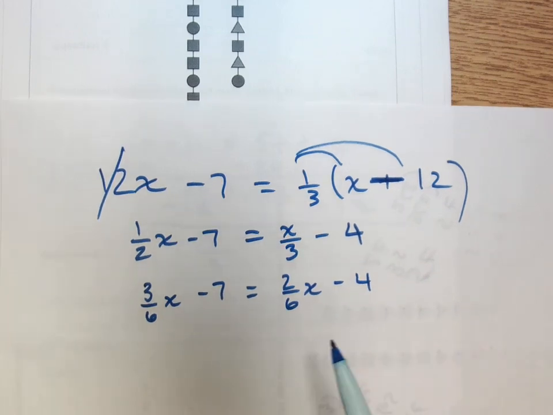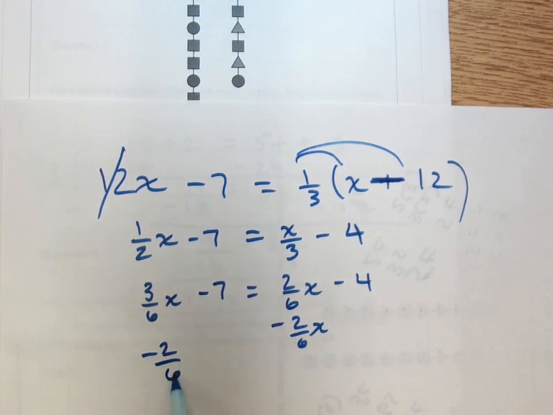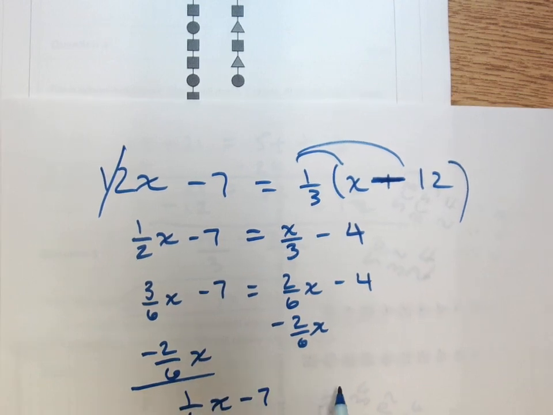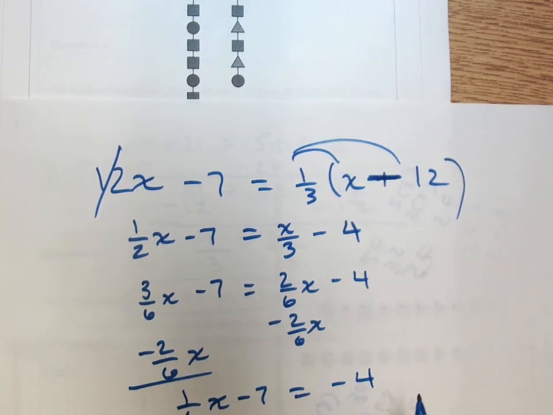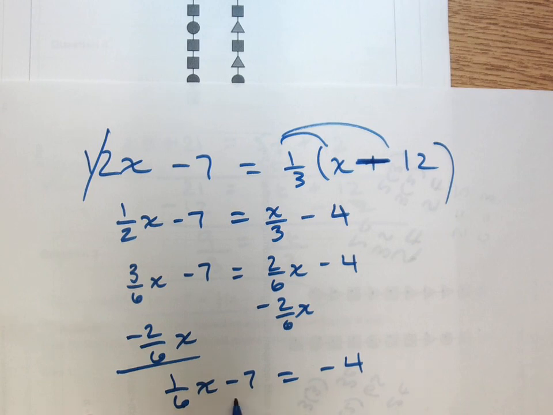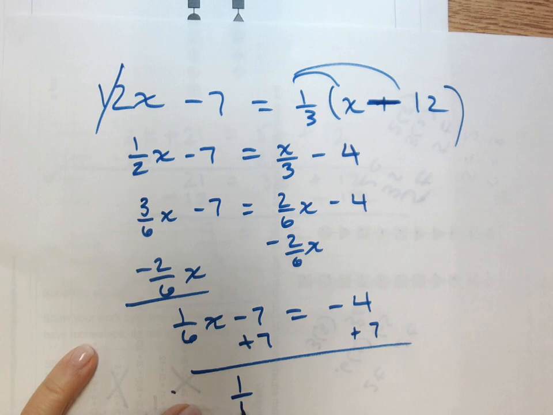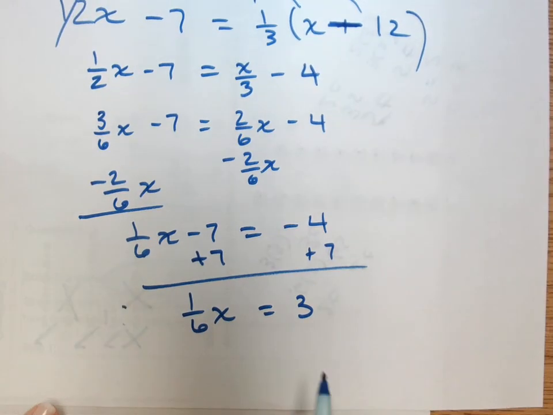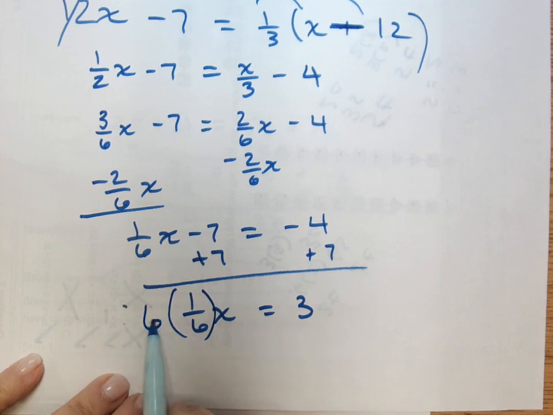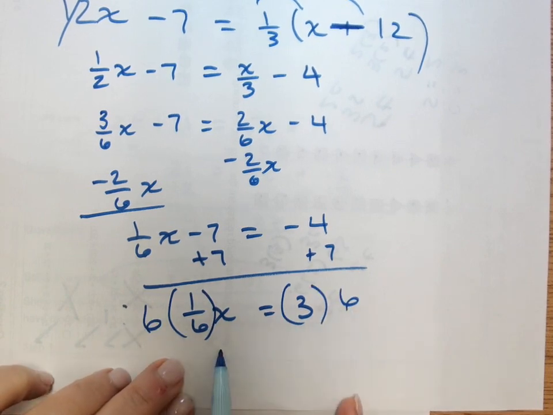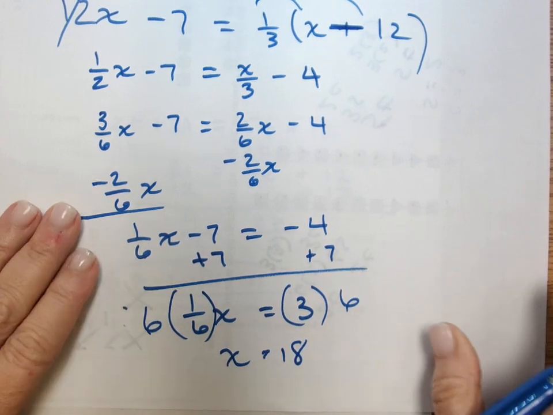Alright, so I'm going to subtract 2/6 of x from both sides, and I get 1/6 of x minus 7 is equal to negative 4. Then I'm going to add 7 to both sides, so I get 1/6 of x is equal to 3. I need a whole x, so I'm going to multiply this by 6, which means I have to multiply this by 6, so x is 18.